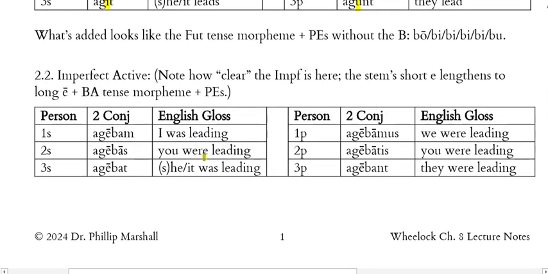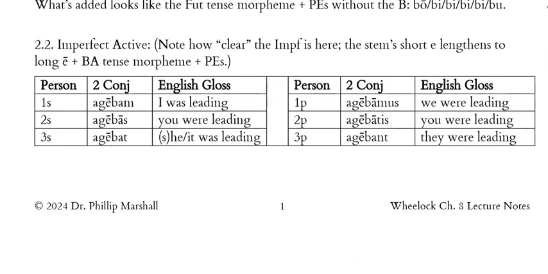Now let's look at the imperfect active, and I want you to note how clear the imperfect is here. There's going to be a verb stem. There's going to be a short e in the infinitive agere. So if I were to take the infinitive agere and drop the re, then presumably I would be adding the ba to age. But what we're going to notice here is that this short e lengthens to a long e, and then I add the ba tense morpheme and then the personal endings.